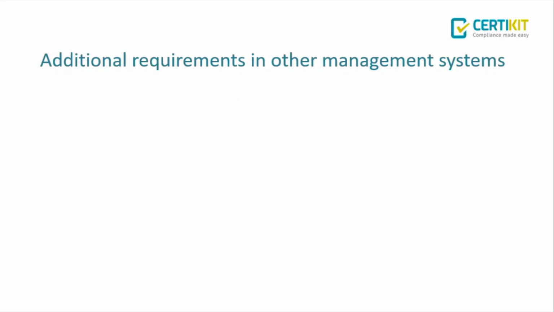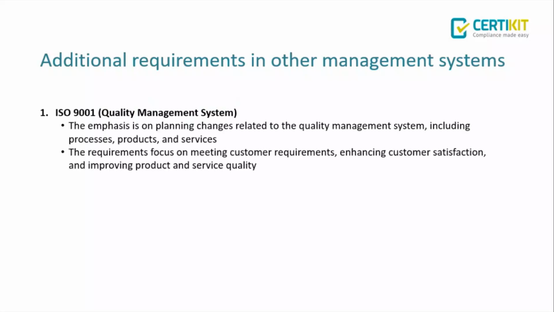So let's look at some of the additional requirements and the other management systems. ISO 9001, which obviously has an emphasis on quality and clients. The emphasis is on planning changes related to the quality management system within processes, products and services. There's also a bit more emphasis on the requirements, focusing on meeting customers' requirements and enhancing customer satisfaction, effectively improving products and service quality. There's a sub clause within clause 6 that this is in.